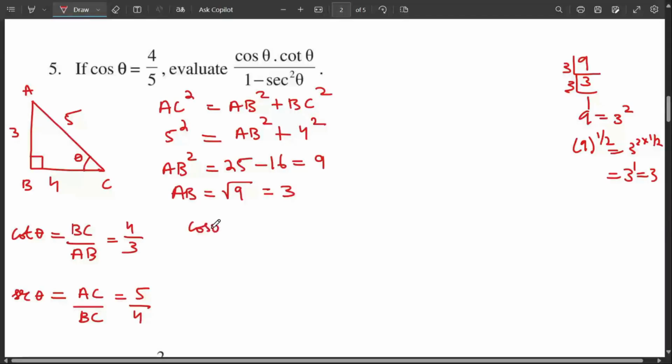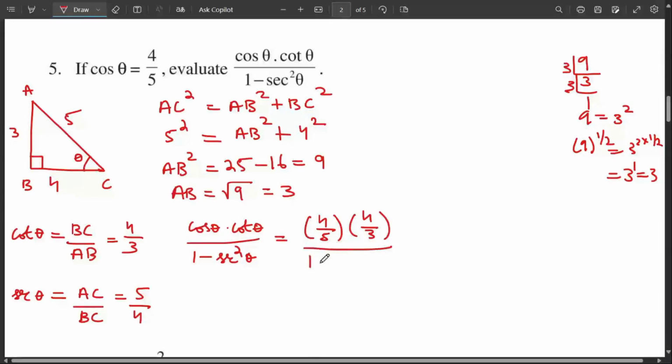So cos theta into cot theta whole divided by 1 minus secant square theta is equal to cos theta, which is given in the question, 4 by 5. Cot theta we have just found out, 4 by 3, whole divided by 1 minus secant theta, which is nothing but 5 by 4. So 5 by 4 whole square. So 4 into 4 16 divided by 5 into 3 15, whole divided by 1 minus 5 square 25 by 4 square 16.